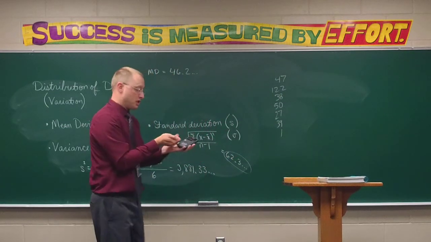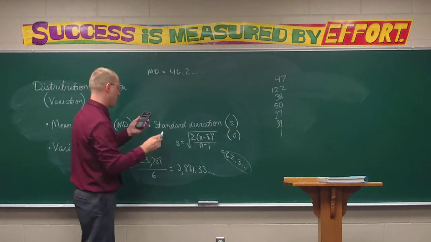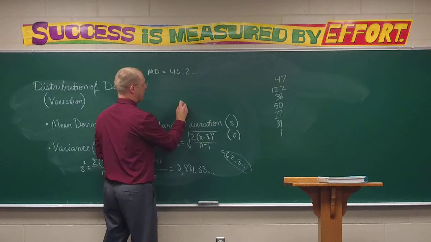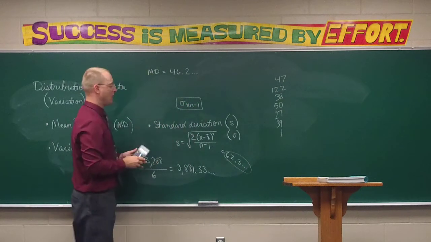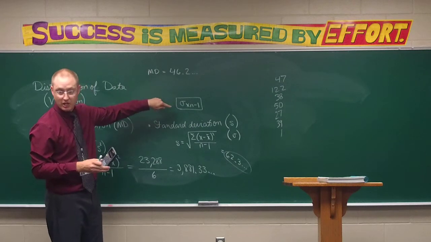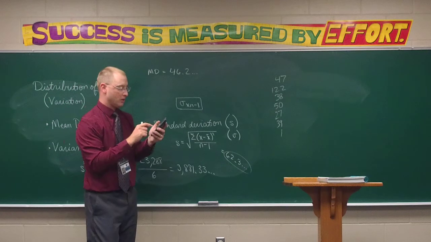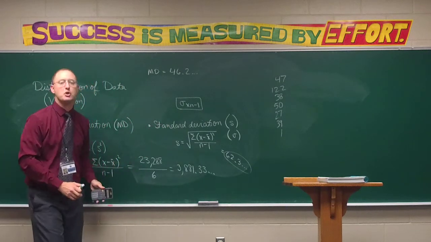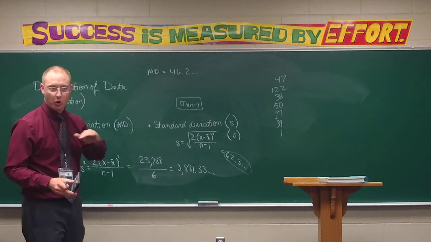This is what you do need to know. You don't need to know any of the formulas from today. This is great news, right? No formulas memorized. But you do need to find this symbol on the calculator: sigma x, n minus 1. This is your standard deviation. For us, it's over the square root symbol. Second function, boom, there's your 62.3. You didn't have to find any differences. You didn't have to square anything. One push of a button.